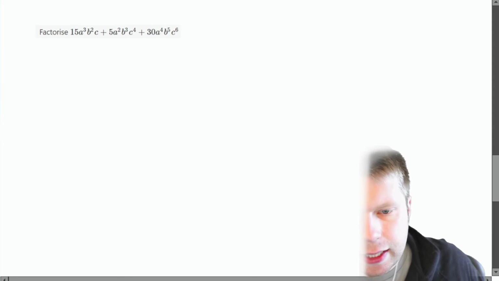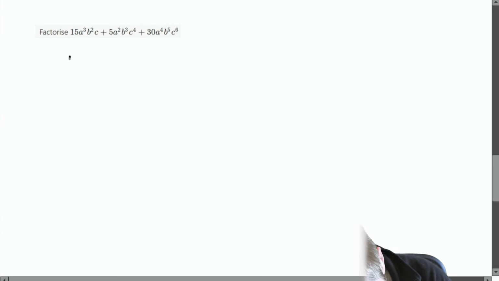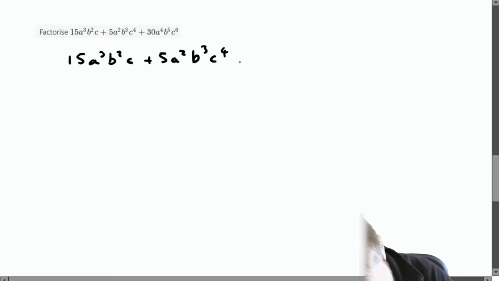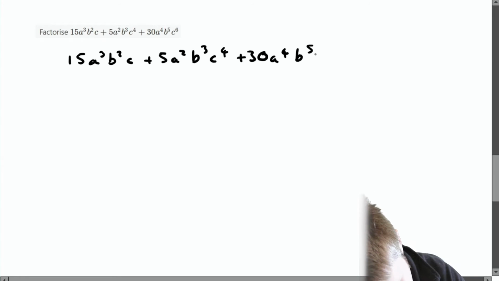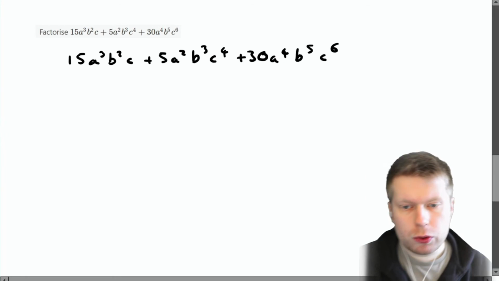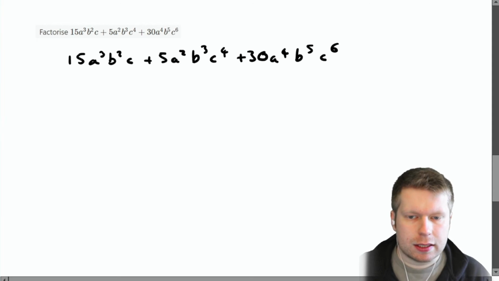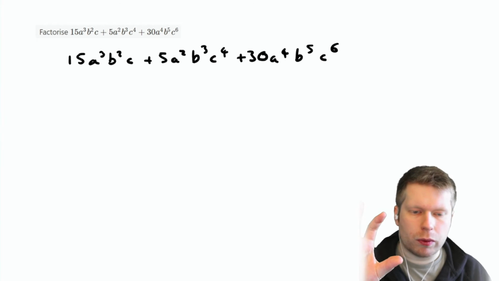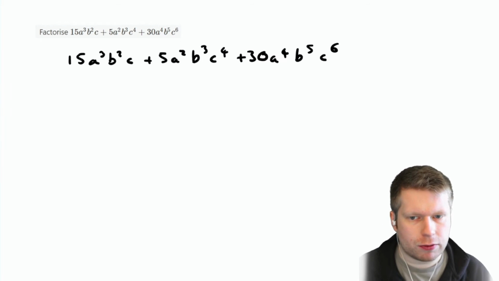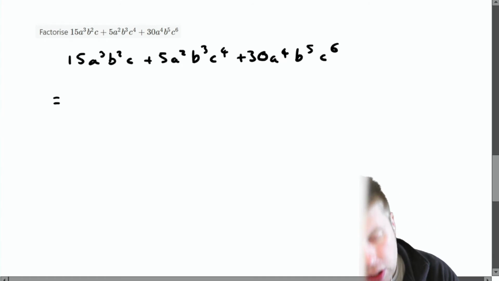Okay, so another factorising example here, a little bit trickier than the last one, but I think we can manage it. So let me just write it out a little bit bigger. We've got 3 terms. We've got 15a cubed b squared c plus 5a squared b cubed c to the power 4 plus 30 a to the 4, b to the 5 and c to the 6. So just go through it methodically when you've got big things to factorise like this. It's exactly the same as the last example we were doing, there's just more things going on, that's the only difference. So first things first, I'm going to look for the numbers.